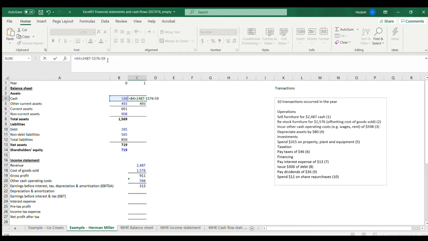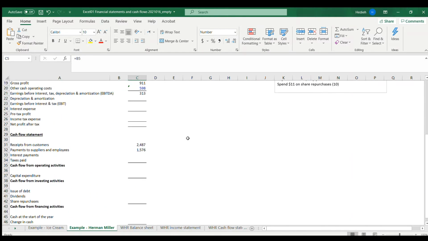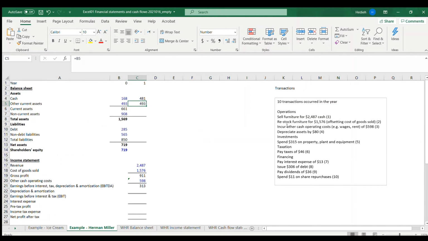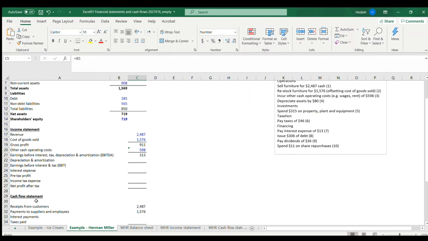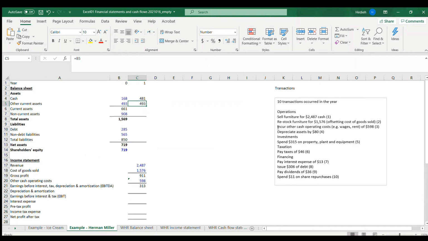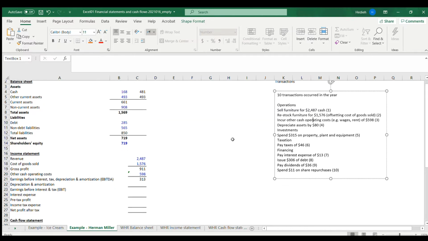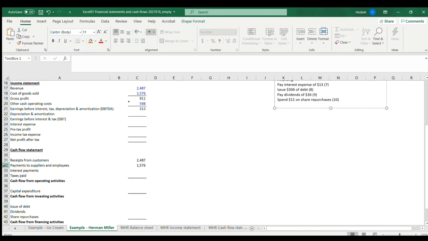So $598 should be subtracted from cash holdings. And now we should consider the effect of this transaction on the statement of cash flows, or cash flow statement. Again, this cash flow is related to the operation of the company, so we should consider it in that section. And how much did we pay? $598.